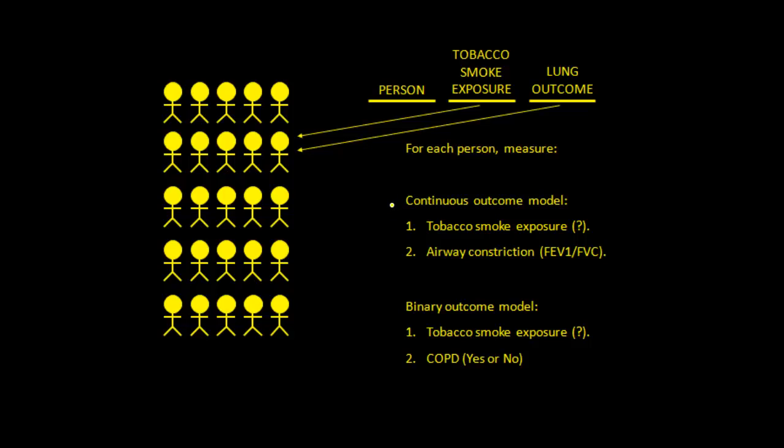And I have chosen two different models. One has a continuous outcome, and so I need to have data on tobacco smoke exposure. I don't yet know how I'm going to construct that, and also airway constriction, the FEV1 to FVC ratio. And for my binary outcome model, I also need some construct of tobacco smoke exposure, and I'll be using COPD as the outcome. Now, you're only going to be required to create one of these types of models. You don't need to create two models. I'm just doing two of them to show the techniques for both types of model.